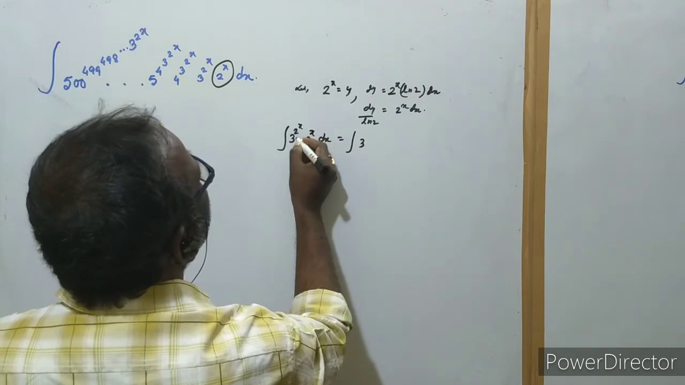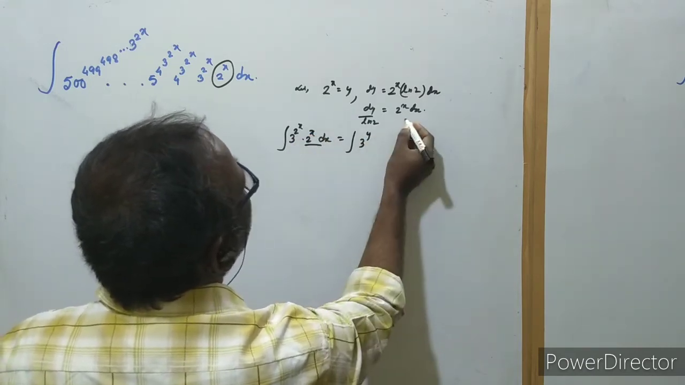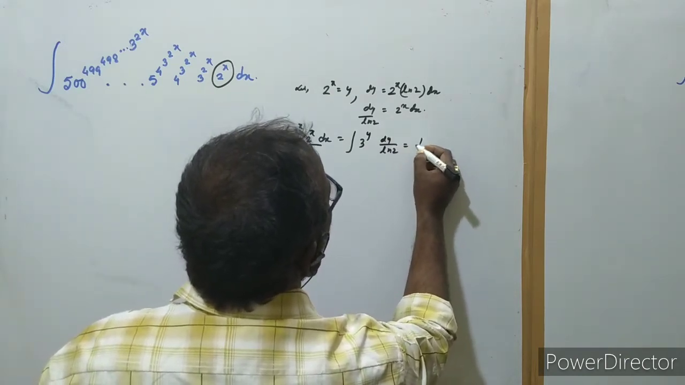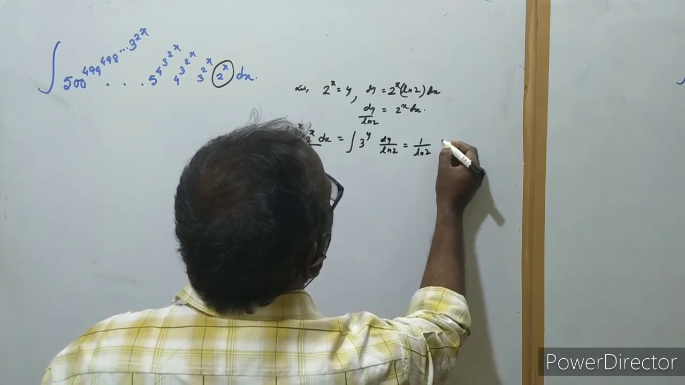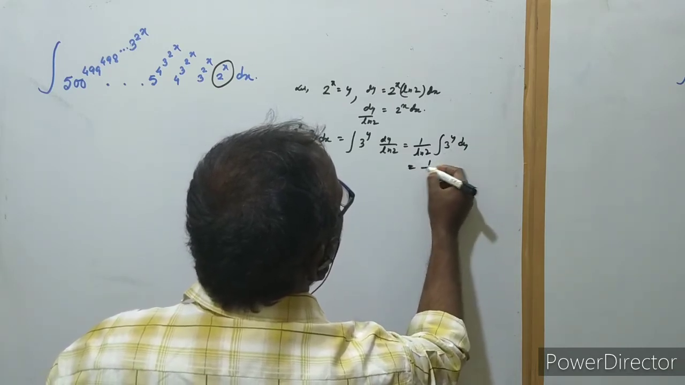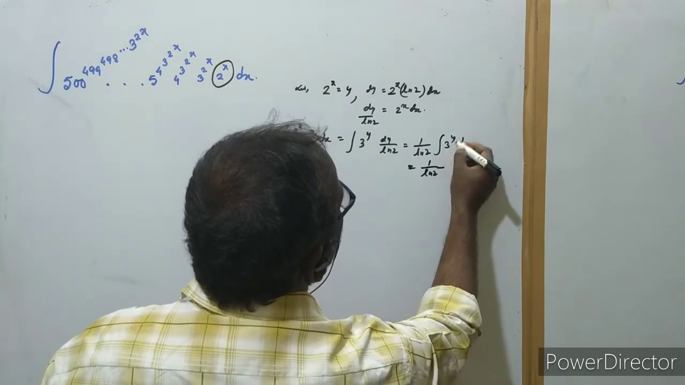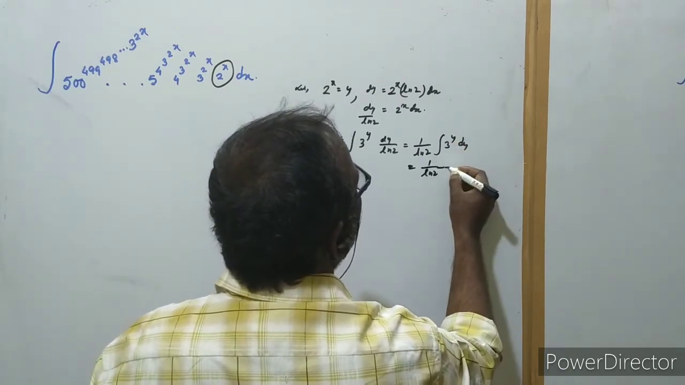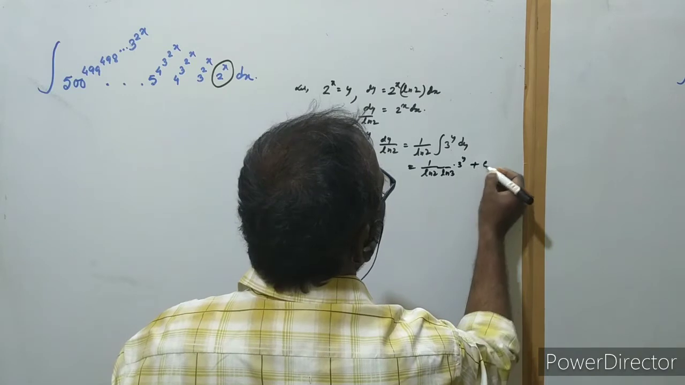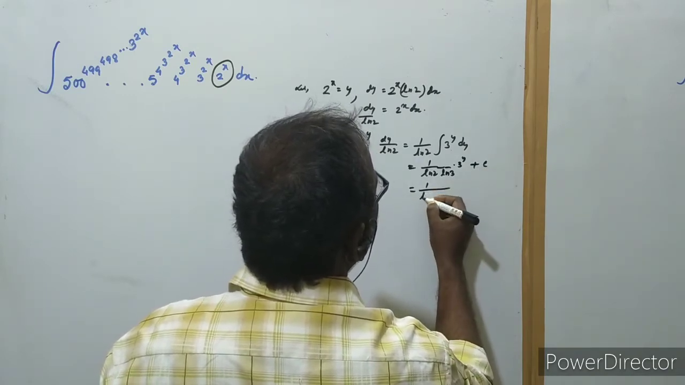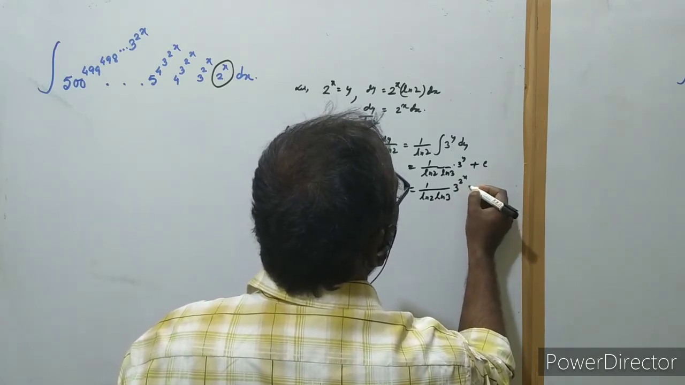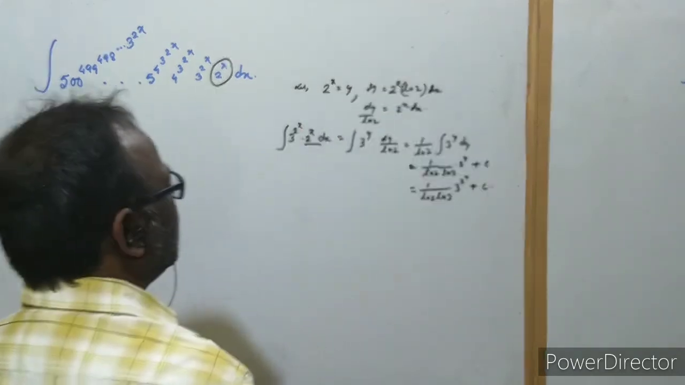Here 2 to the power x is y, and 2 to the power x dx is dy by ln 2, so it can be written as 1 by ln 2 times the integral of 3 to the power y dy. The integral of that is 3 to the power y by ln 3, plus c. So the answer is 1 by ln 2 ln 3 times 3 to the power 2 to the power x, plus c.